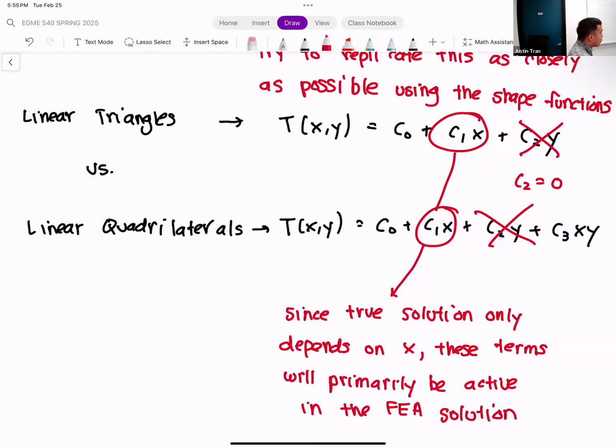And that's the same thing for C0 as well. There's no constant offset in this case. We do actually have a fixed support, so C0 is also likely going to be 0, because our solution doesn't have any bias or any kind of offset. So C0 should also be 0. By that same token, our extra term, the C3 term for our linear quadrilaterals, is also likely going to be 0, because there's no part of our solution that depends on the combination of x times y.